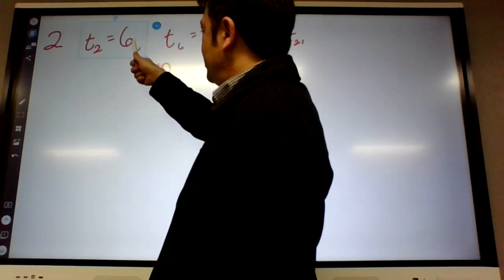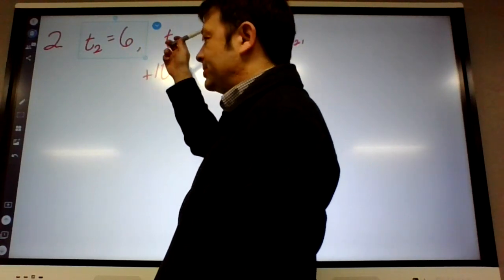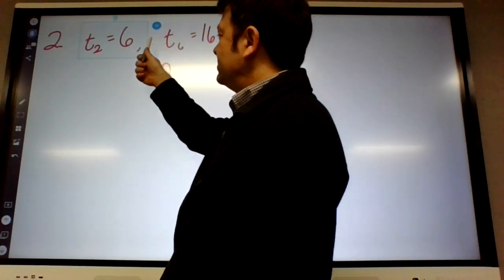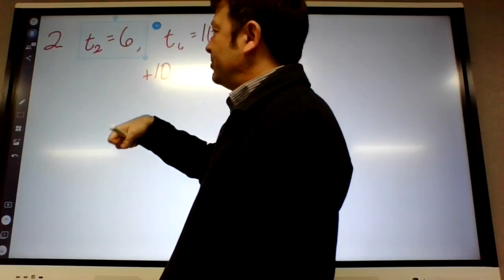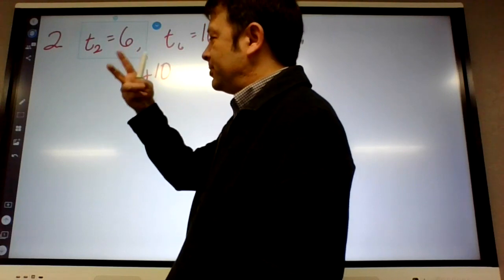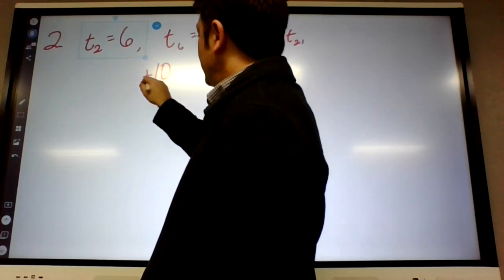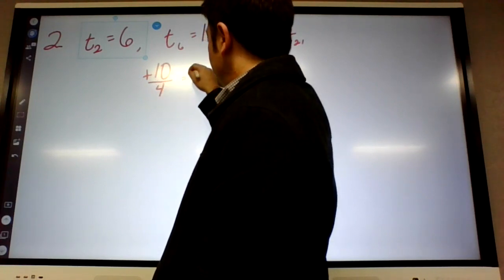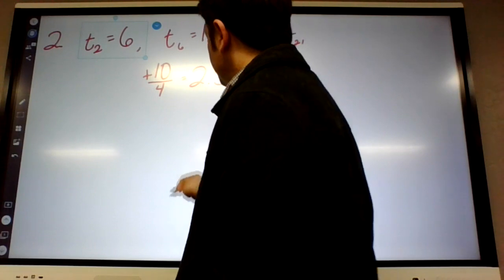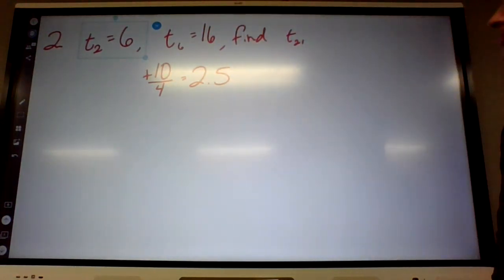But how many terms did we go up, or between 2 and 6? 6 minus 2 is 4. To get from term 2 to term 3, to term 4, to term 5, to term 6, there's 4 terms. So if you divide that 10 by 4, you get 2.5. So each term is increasing by 2.5.